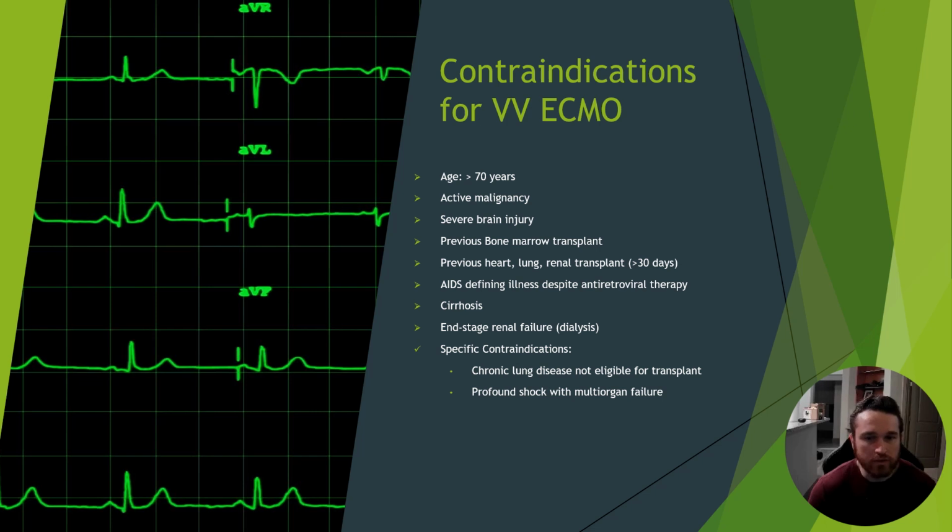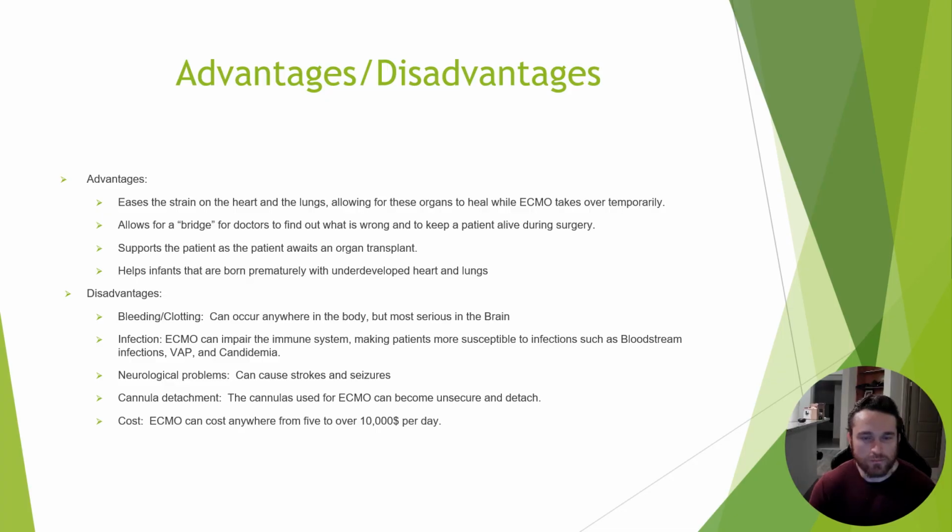The contraindications for VV ECMO, again, 70 years old or greater, active malignancy, severe brain injury, previous bone marrow transplant, previous heart, lung, or renal transplant greater than 30 days, AIDS-defining illness despite antiretroviral therapy, cirrhosis, ESRD on dialysis, and then the specific contraindications for VV ECMO are chronic lung disease not eligible for transplant, and profound shock with multi-organ failure. Now we have the advantages and disadvantages of ECMO.